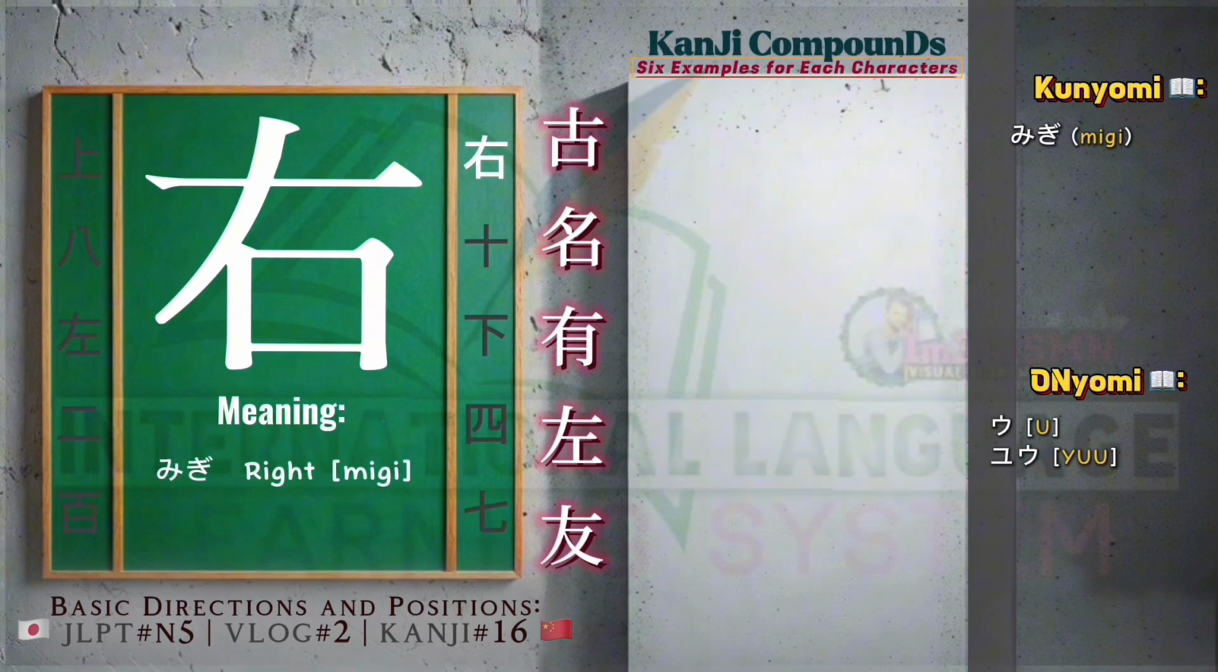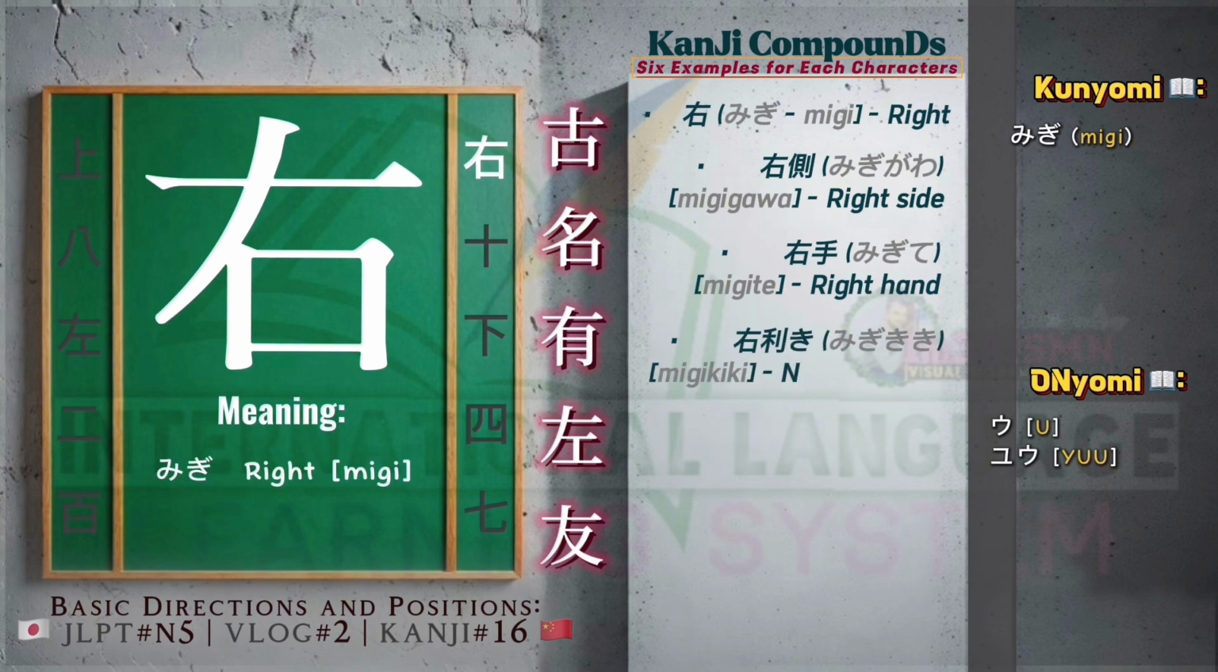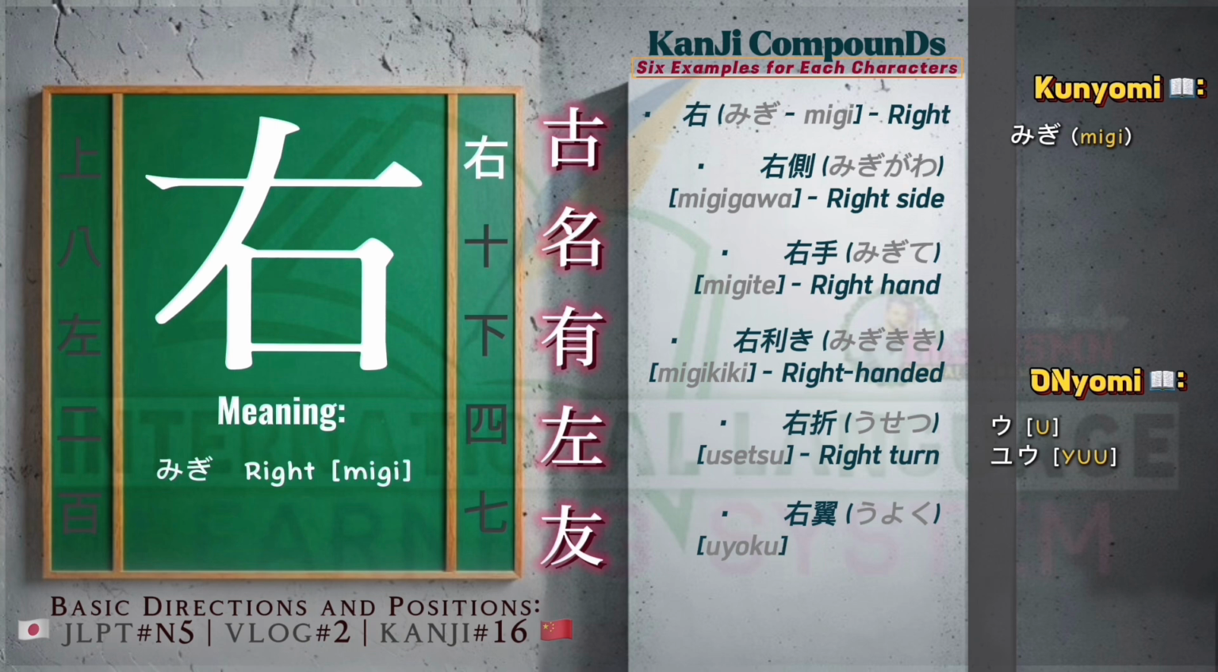Compound of the kanji character. In this part, we are going to learn how to use kunyomi and onyomi readings. 右 right, 右側 right side, 右手 right hand, 右利き right-handed, 右折 right turn, 右翼 right wing.